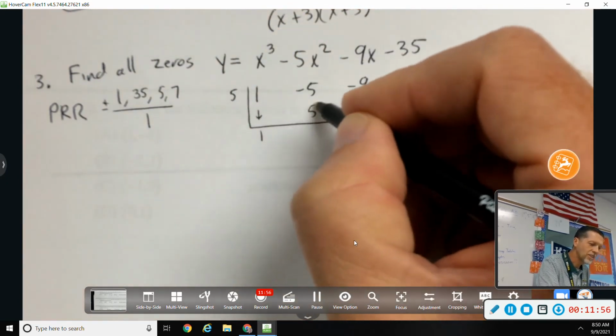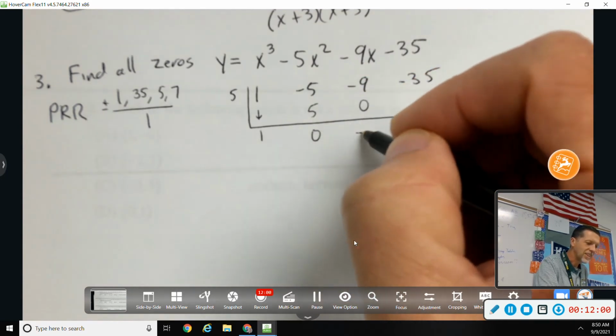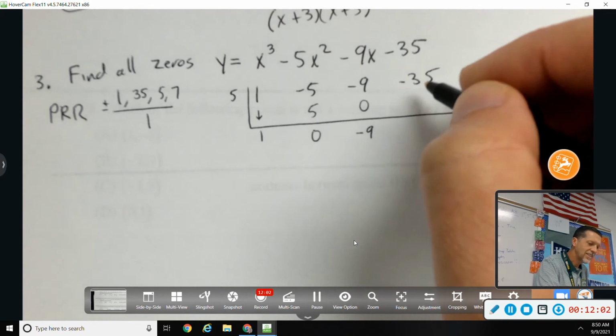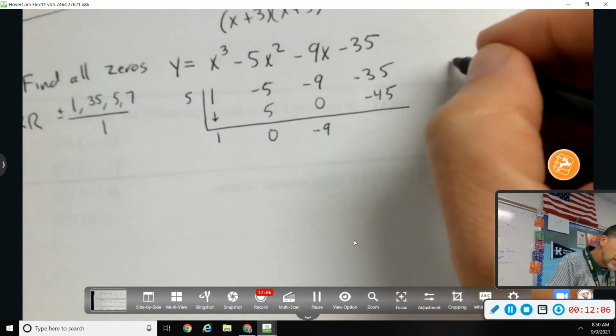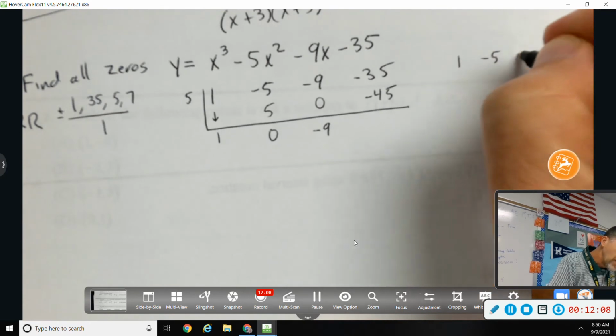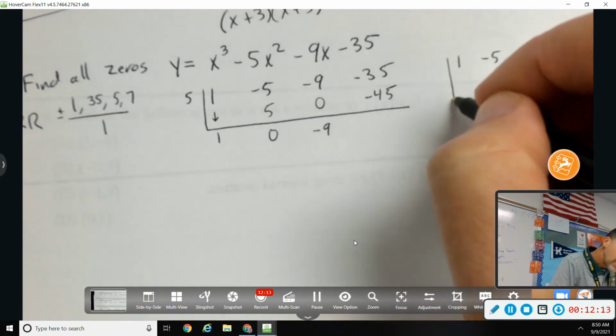Okay, well this looks good so far. But it's going to end up a negative. Oh, that doesn't look good. Oh no. That don't work. That don't work. So negative 7. Oh well. I was going to do 5 anyway.